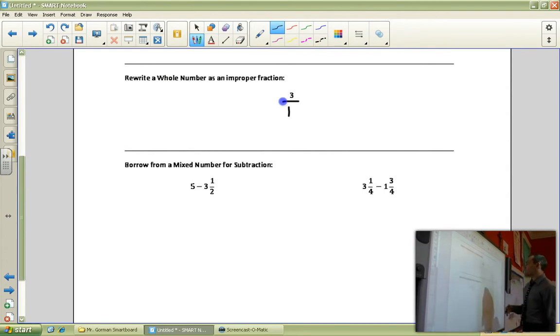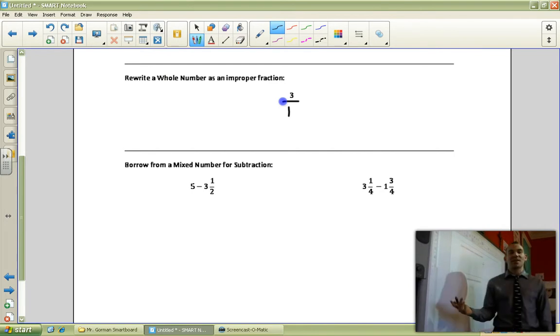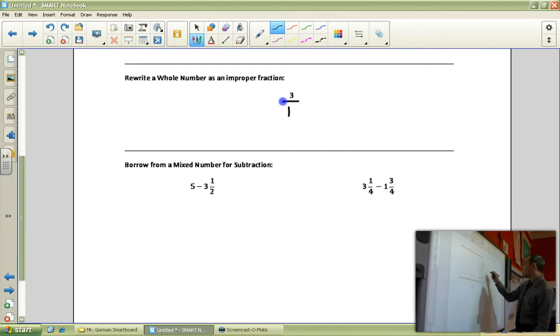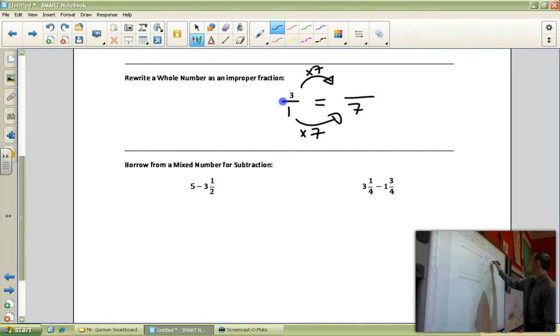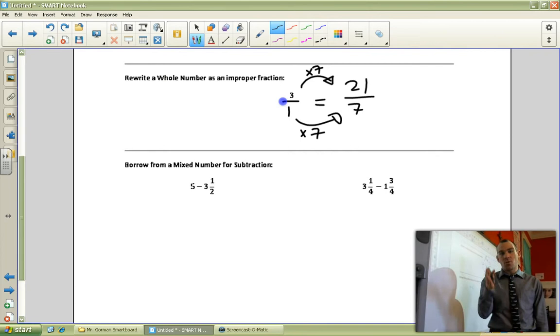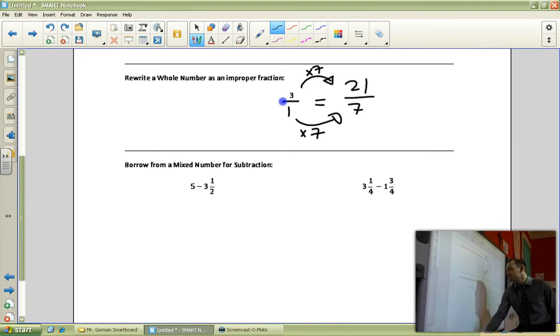Now, let's say for your purposes, you need it to have a specific denominator. Well, that's fine. It'll just be real easy, because whatever denominator you need it to have, say 7, right? You need it to equal something over 7. 1 times 7 equals 7, so do the same to the top. 3 times 7 is 21, and you're set to go, okay? Rewriting a whole number as an improper fraction is as easy as putting a fraction bar and a 1 underneath, all right?